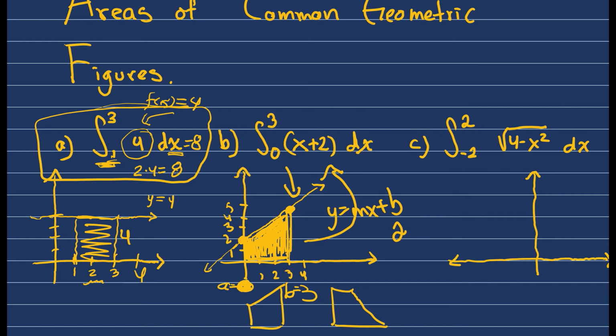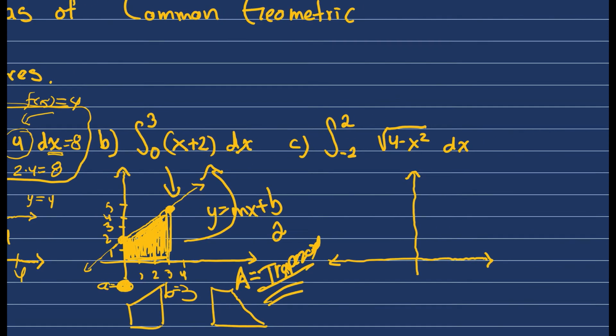And I leave it up to you. Find what is the formula for the area of a trapezoid. We are going to need it. So that's that one. And now we have this one.